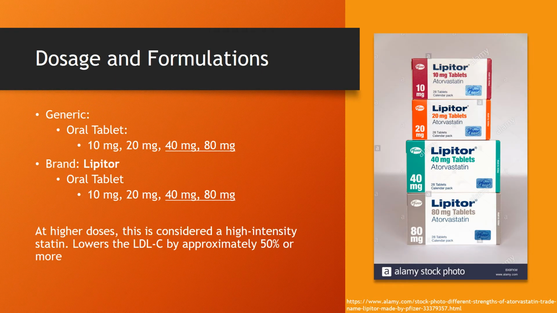Dosage. Atorvastatin can be found in generic form as well as brand under the name Lipitor. It's offered in oral tablets coming in 10, 20, 40, and 80 milligrams. At the two higher doses, the 40 and 80 milligram, this statin is considered a high-intensity statin, and that means it can lower the LDL cholesterol by approximately 50% or more.